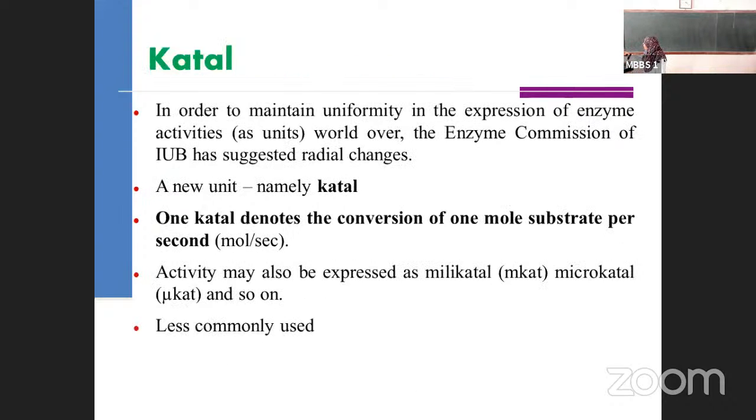Now first, coming to the Katal. In order to maintain uniformity in the expression of enzyme activity, the IUB, the International Union of Biochemistry, has suggested radical changes. A new unit was introduced, called the Katal. So what is this Katal? Katal denotes the conversion of 1 mole of substrate per second. Per second, the quantity of the substrate getting converted into product. It is in terms of per second.